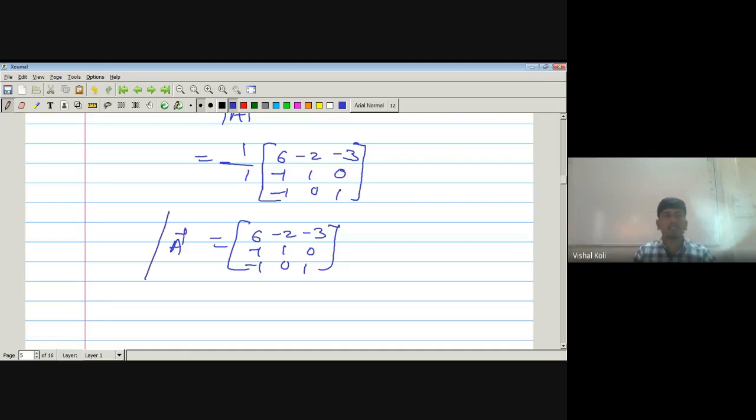So in this way, we can find the inverse of any non-singular matrix by using the adjoint of a matrix. Okay, Kunal, any doubt?